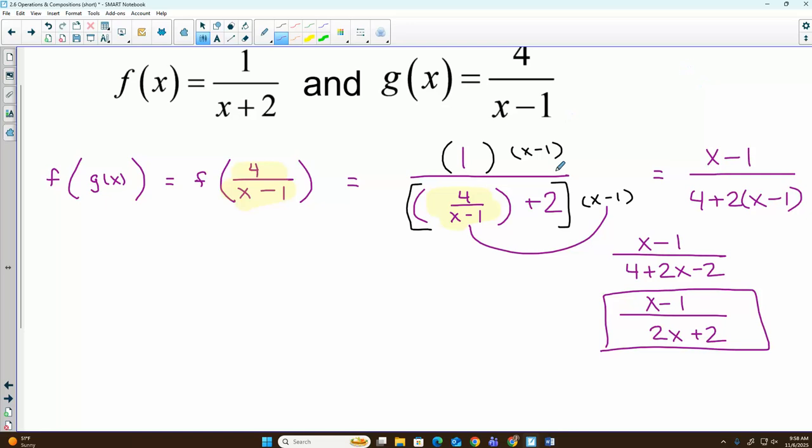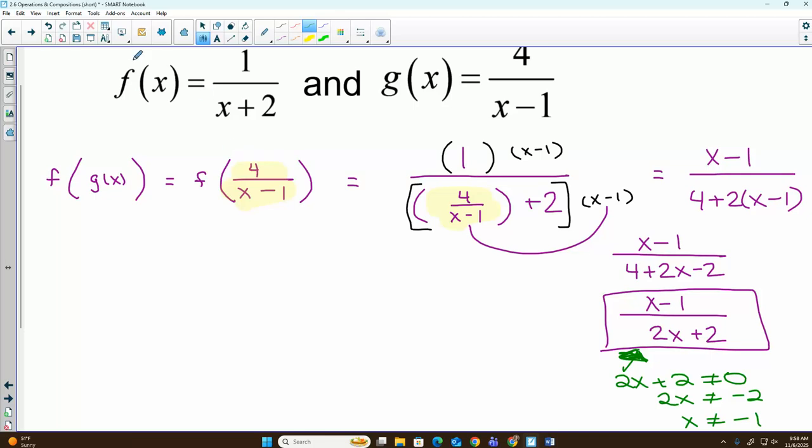For my domain, I know on my final answer, I have a fraction. If you have a fraction, what's my domain rule? The bottom can't be 0. So 2x can't be negative 2. So x can't be negative 1. Okay. So I know in my domain x can't be negative 1.